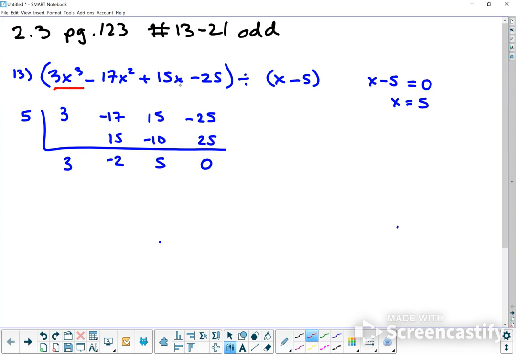When you divide this polynomial by this linear factor, or that smaller polynomial, you will end up with 3x squared, because if you divide an x out of the x to the third, you will lose an x, and you'll end up with x squared. So 3x squared minus 2x, and then plus 5, and you see how it works out perfectly, because there's nothing left. And then your exponents go from 2, 1, and then 0. So that's 13.